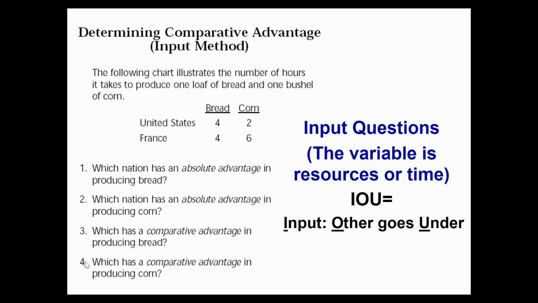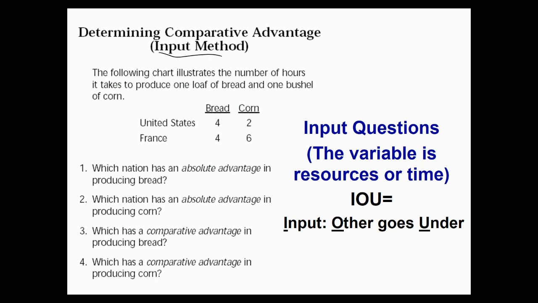Now let's take a look. This is another one, but this one is input instead. And with input, we go input other under, IOU. Input is other under. Okay. So this one says the following chart illustrates the number of hours it takes to produce one loaf of bread and one bushel of corn. So this is the amount of hours needed to make one loaf of bread or one bushel of corn. Okay, so realistically, who is putting the amount of work in?